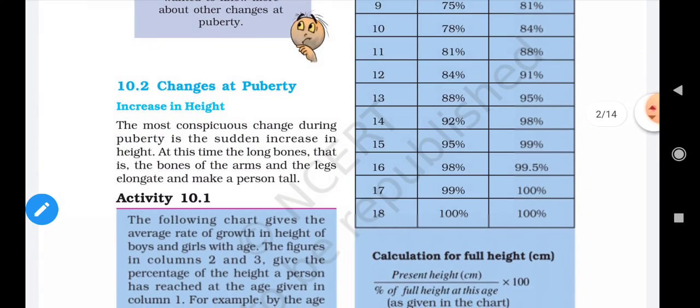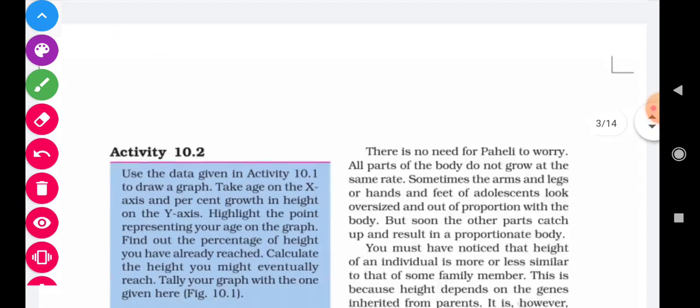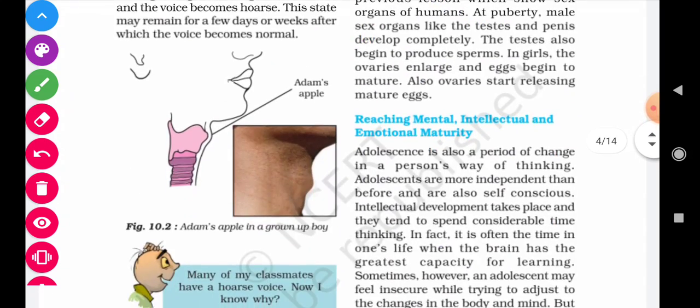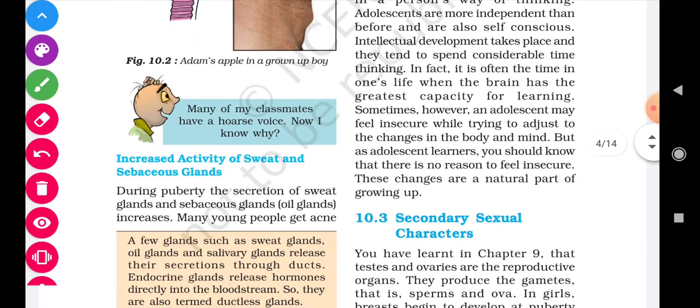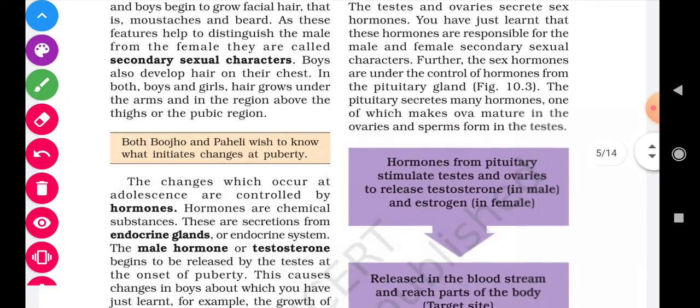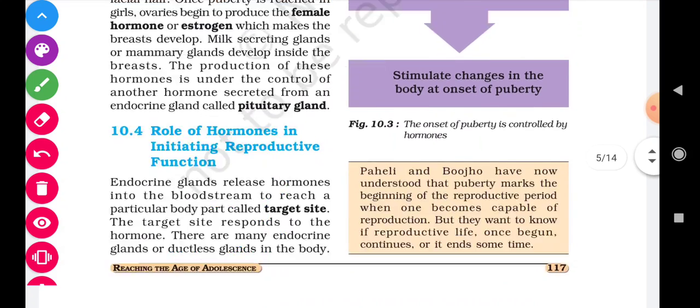After that, the changes that occur at the puberty level: increase in height, changes in body shape, voice change, as well as the development of sex organs, mental and intellectual as well as emotional maturity, and parallelly increased activity of the sweat and sebaceous glands. After that, what are the secondary sexual characters in human beings specifically? What are the endocrine glands, the hormones secreted from the endocrine glands, and how are they helpful to human beings in the reproduction process?